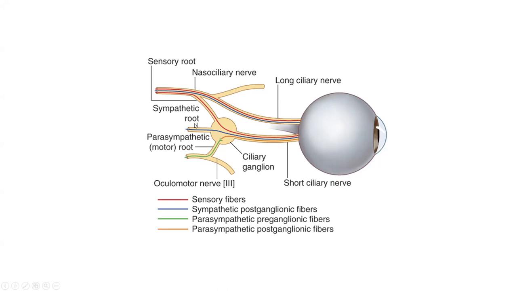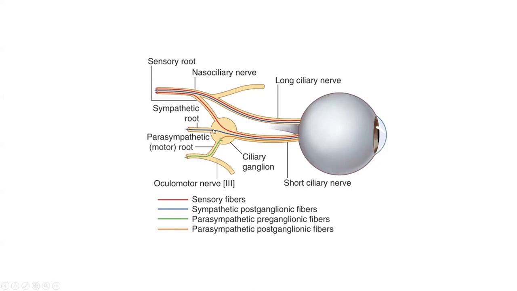Regarding the sympathetic root, we already said for all four parasympathetic ganglia, the sympathetic root originates in the ciliospinal center, C8-T1 segment. A preganglionic sympathetic fiber arises from that center and goes to the superior cervical ganglion, then via the internal carotid plexus and the branches of the internal carotid artery, for example the ophthalmic artery, it goes to the ciliary ganglion, this blue color.